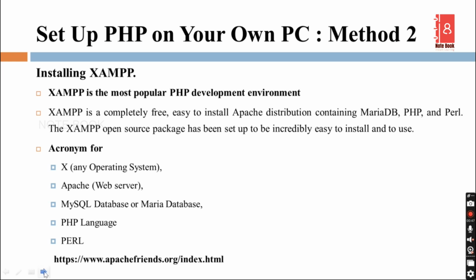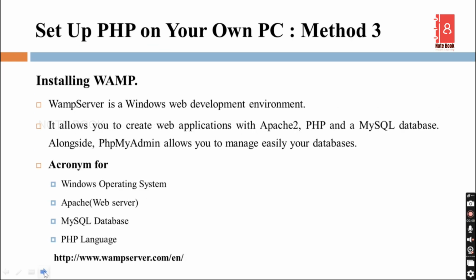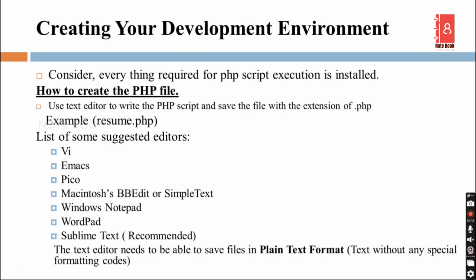Then next comes method 3: how to set up PHP on PC, installing WAMP. WAMP server is a Windows web development environment which allows you to create web applications with Apache 2, PHP and a MySQL database. Alongside, phpMyAdmin allows you to easily manage the databases. The acronym WAMP stands for: W for Windows operating system, A for Apache web server, M for MySQL database, and P for PHP language.